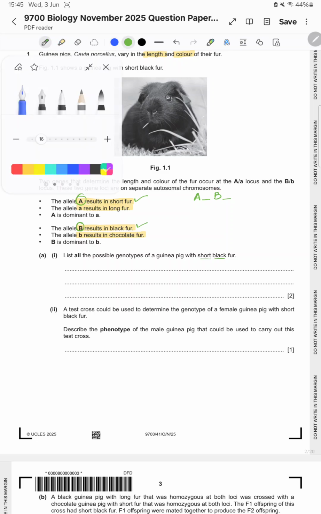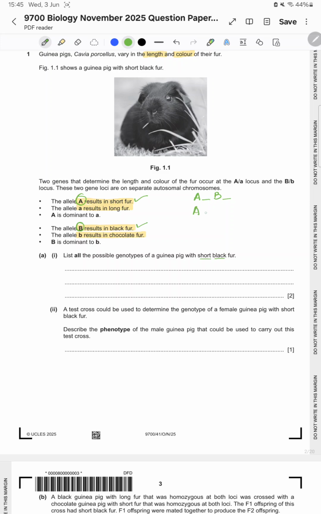Let me write down 4 genotypes first. I'm writing capital A and capital B in all of them, as without that it is not possible to have short black fur. So first of all, it can be a homozygous dominant case. Another one is homozygous here and heterozygous there. Then heterozygous here and homozygous there. And both of them are heterozygous. So these are the 4 possible genotypes of short black fur that we can predict. So we can simply write them down over here.